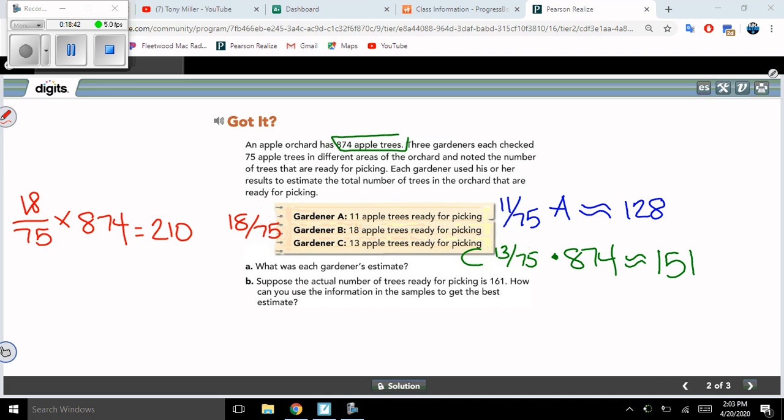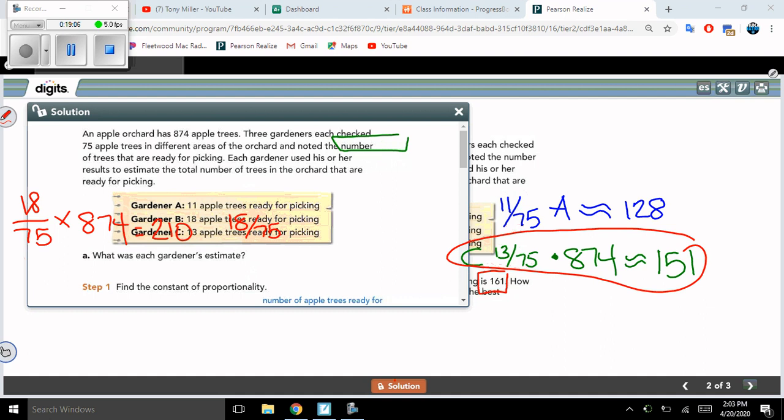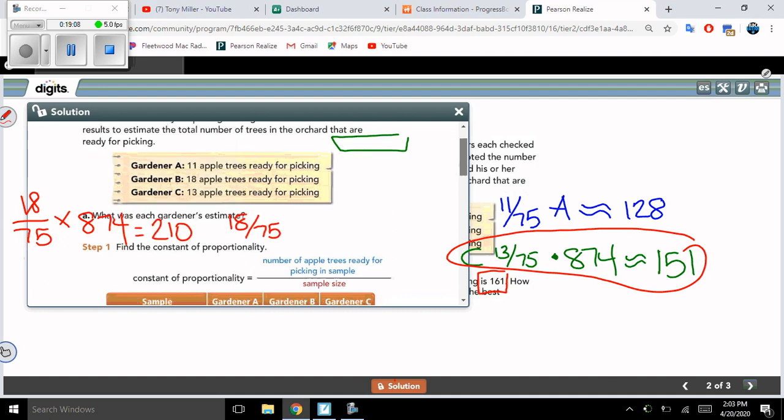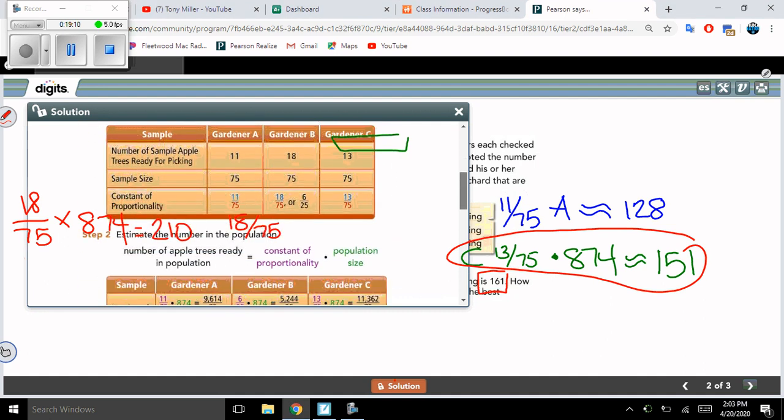Which gardeners? What was each gardener's estimate? And suppose the actual number of trees ready for picking is 161. Which one's got the best guess? It looks like, again, it might be person C, based upon the idea that 151 is closest to 161. So, let's see if we did that correctly.